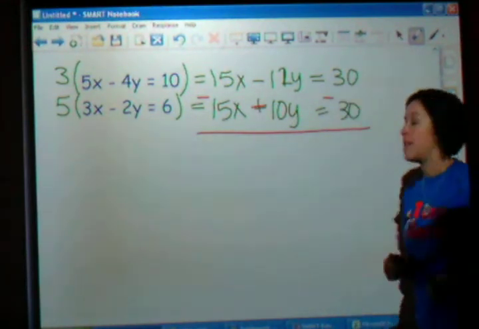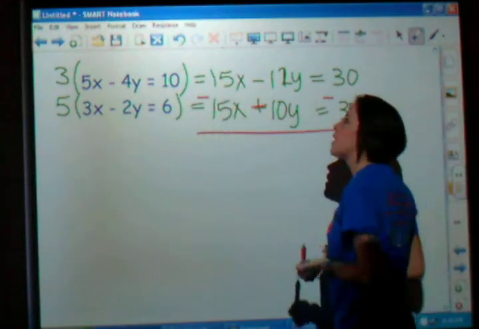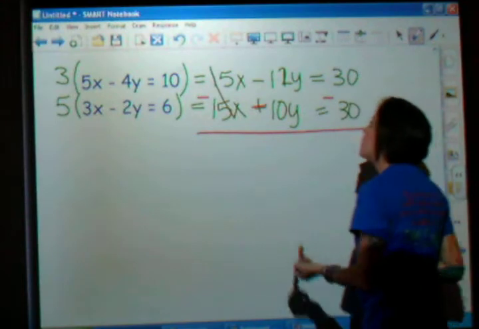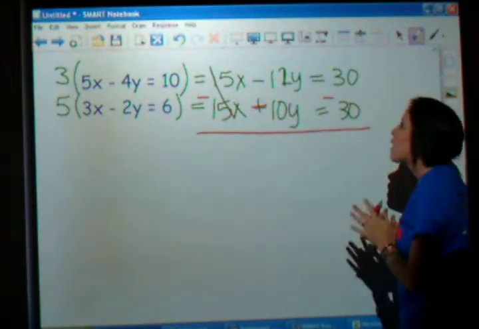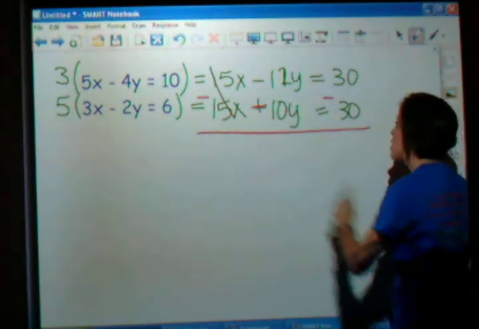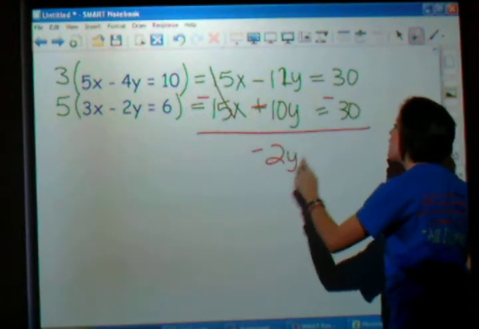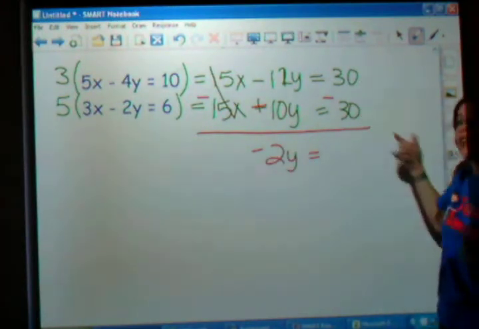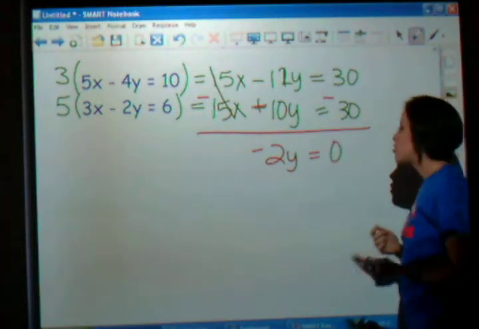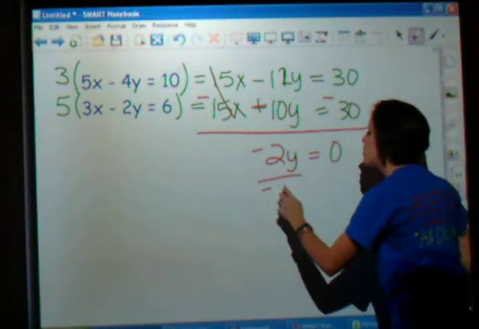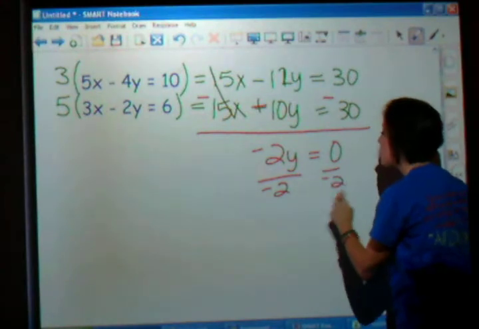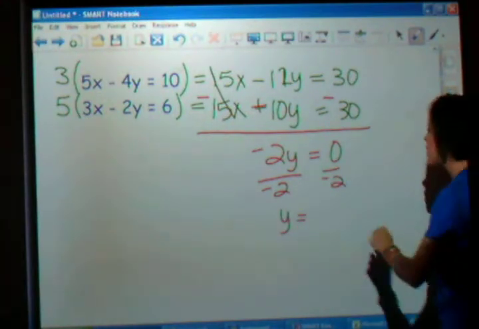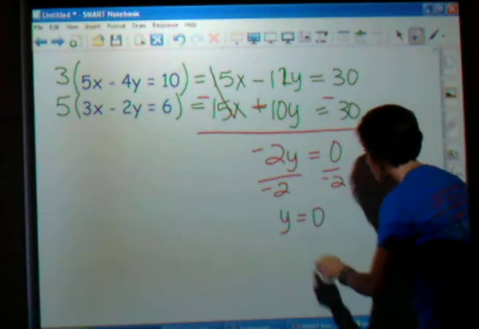Now I can add them. So 15x minus the 15x would cancel out and be 0. The next one would be negative 12y plus 10y gives me a negative 2y. And that would equal 30 minus 30, which is 0. To solve for y, all I do now is divide by negative 2. And my y value for my coordinate pair for the solution is 0.